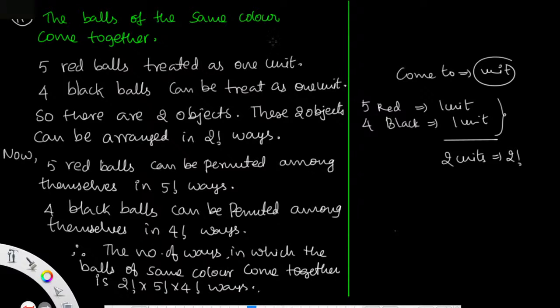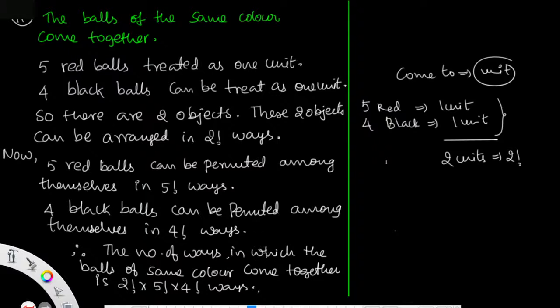Now the balls of the same color come together means first the red balls can be permuted among themselves, the internal arrangement, that is 5 factorial. The 5 red balls, ball 1, ball 2, ball 3, ball 4, ball 5, need not stay in that same order. The internal arrangement of the 5 red balls can be done in 5 factorial ways. Similarly, the black balls are 4, and their internal arrangement is 4 factorial ways. So the total answer is 2 factorial into 5 factorial into 4 factorial.